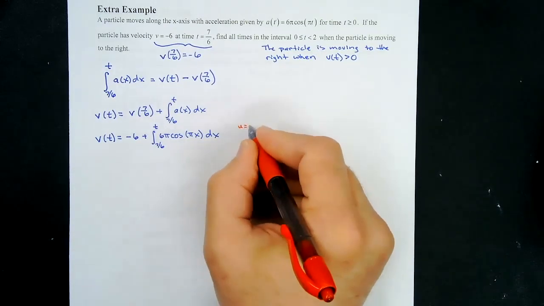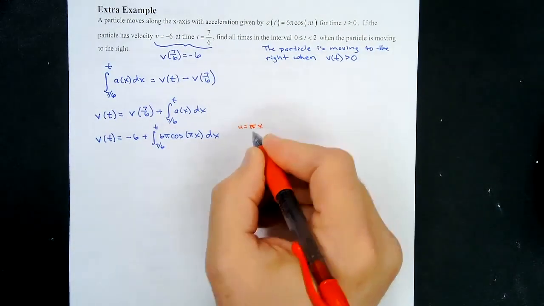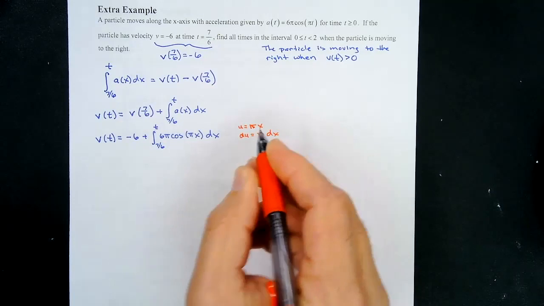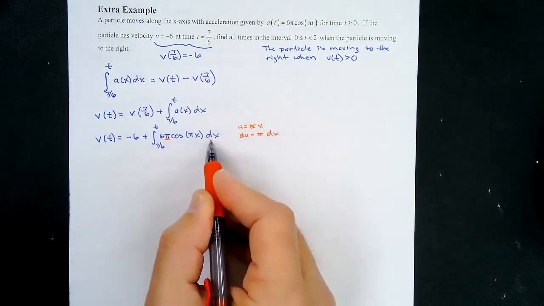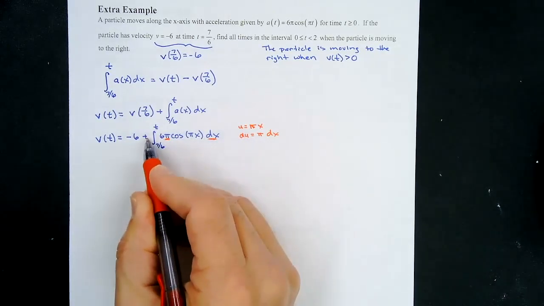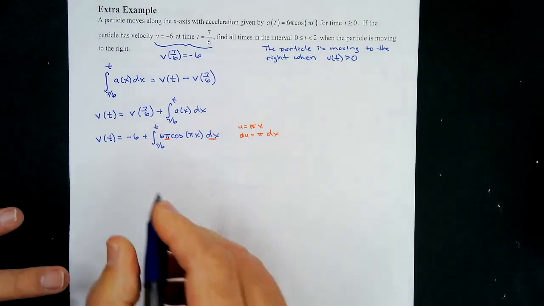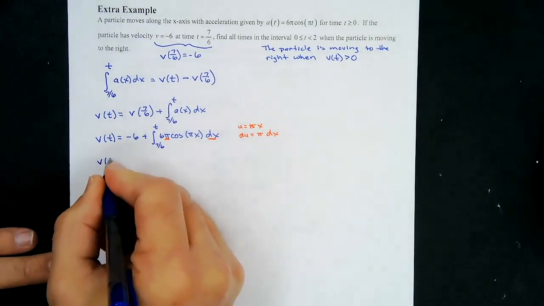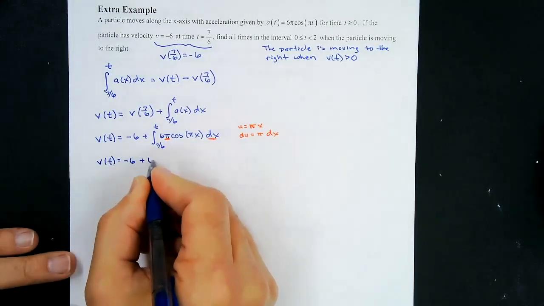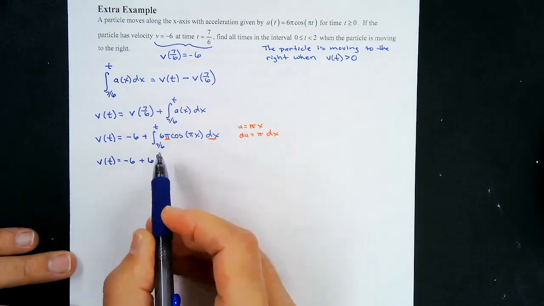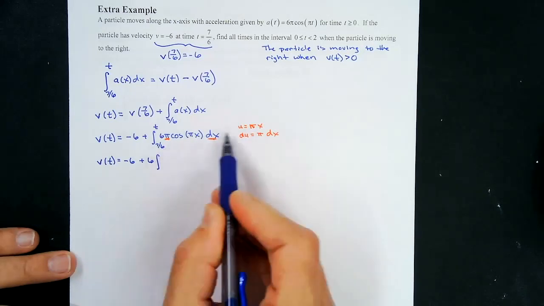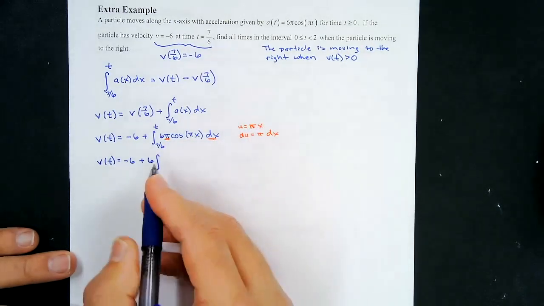We're going to let u be pi x, and then du is equal to pi dx. Okay, so this pi and the dx right here are going to be picked up by this du. So this 6 needs to come out. Okay. And so that makes v of t equal to -6 plus 6, the integral. And this becomes 7 pi over 6. So this is going to become a u value because I'm going to put this value right here. Okay, so 7 pi over 6.